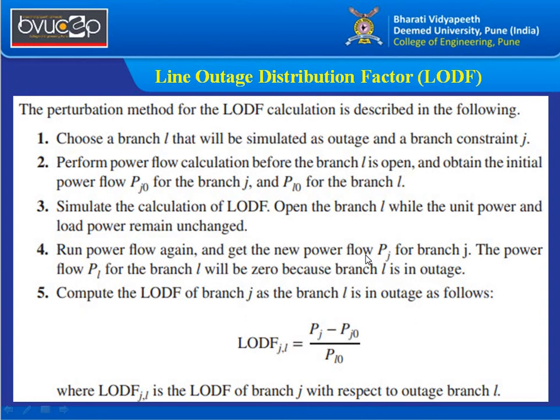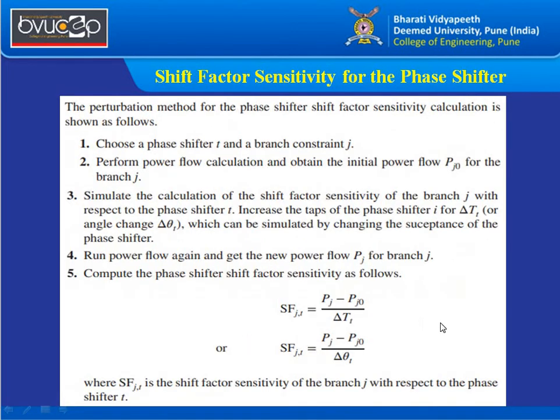We don't have to change anything. The only thing we can do is run the load flow again. Now you can get the power flow at bus J only, because bus J is now in the system. But as branch L is not there in the system, it is out for maintenance or some other reason, the power flowing through it will be 0. So we can easily calculate the value of LODF, which is going to be Pj minus Pj naught upon PL naught. So this is going to be the line outage distribution factor.